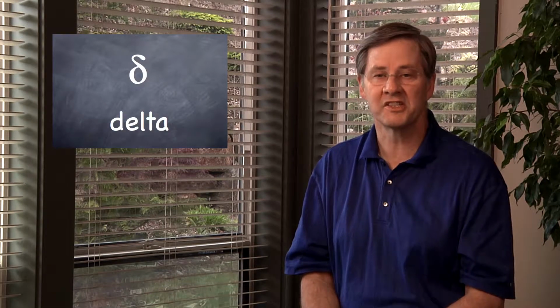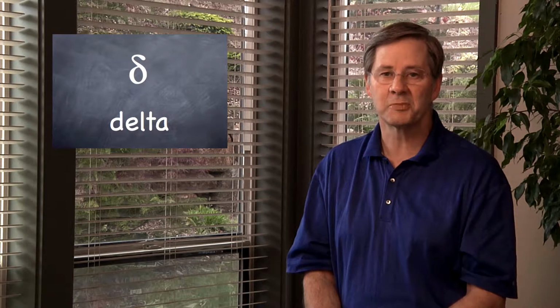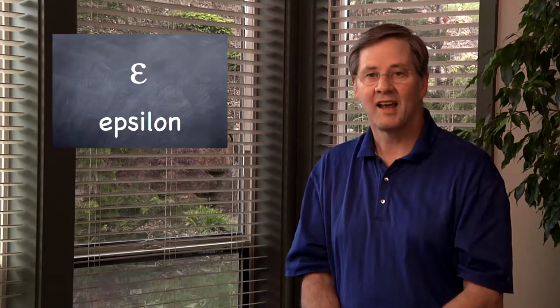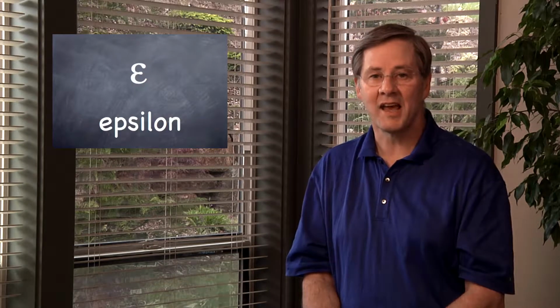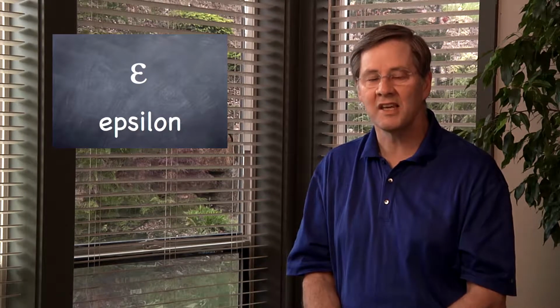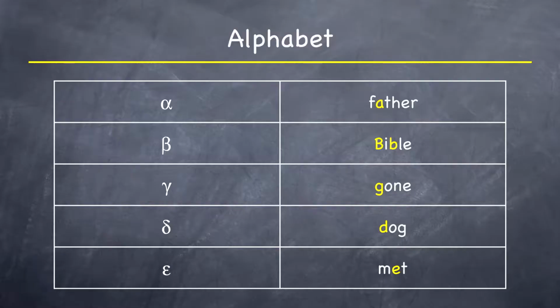The fourth letter is the D sound. It's called delta. And so delta is pronounced like the D in the English word dog. And the next letter is epsilon. It's a short E sound. It's like the E in the English word met. So say those with me, okay? Alpha, beta, gamma, delta, epsilon. Okay, say it again. Alpha, beta, gamma, delta, epsilon.